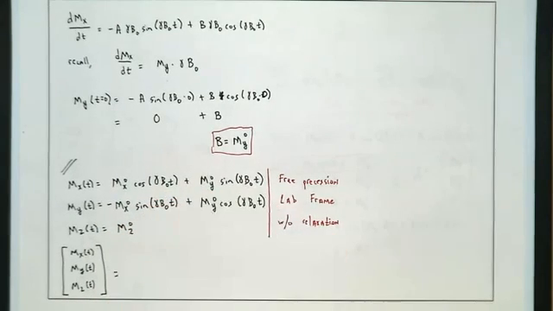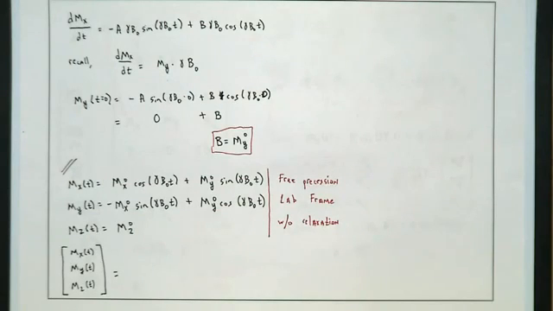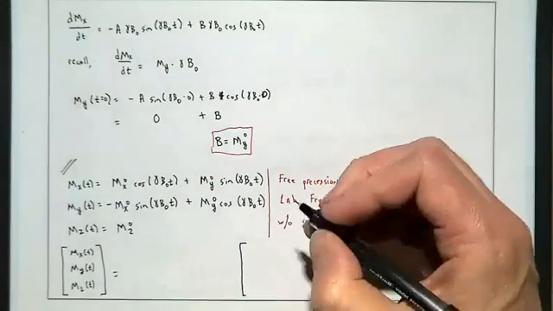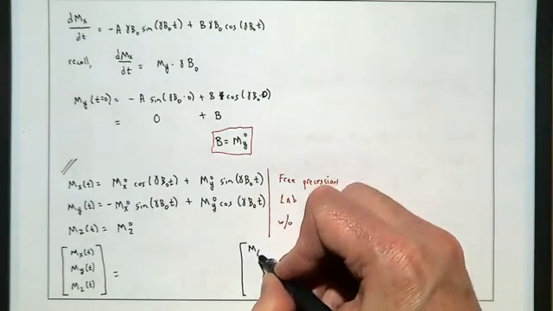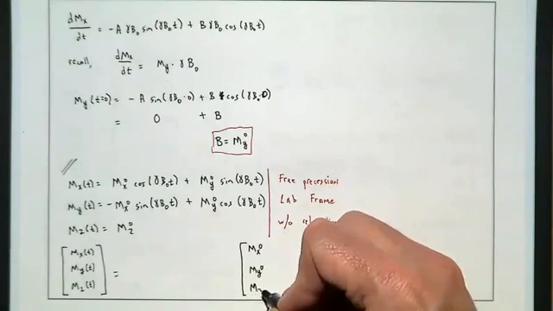And now what I want to do is just form a matrix multiplication that ultimately gives me the same system of equations, but is formed by a matrix operating on a vector. And the vector that I actually want to operate on is just my initial condition vector. So this is just mx0, my0, and mz0.